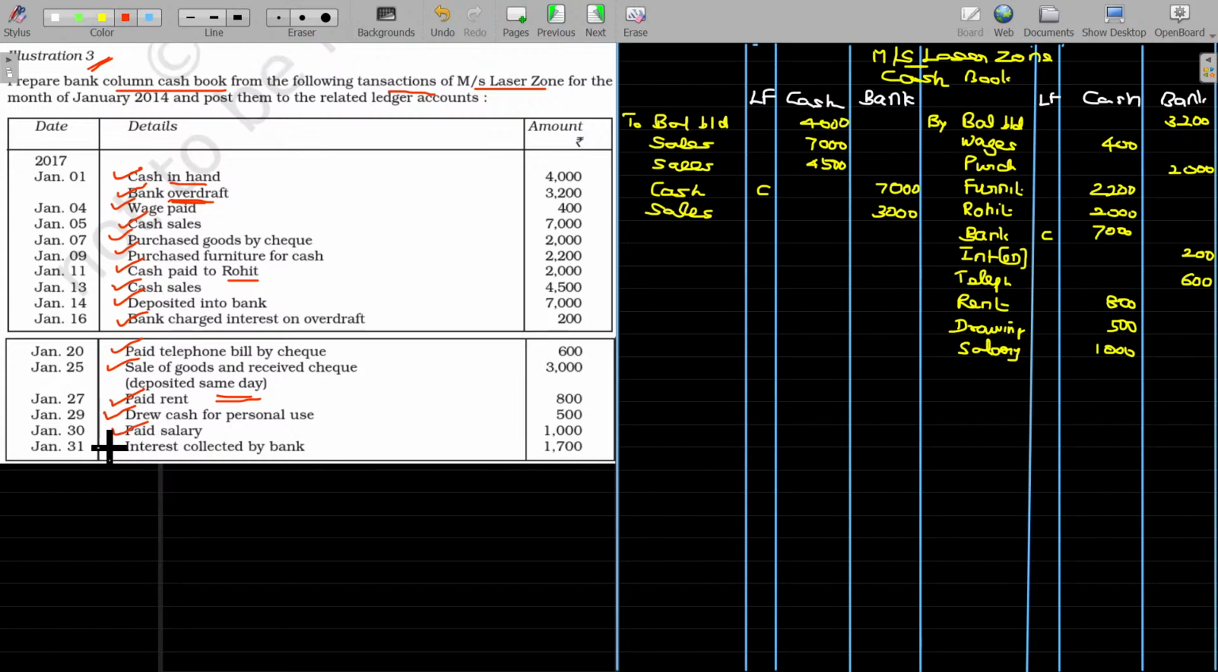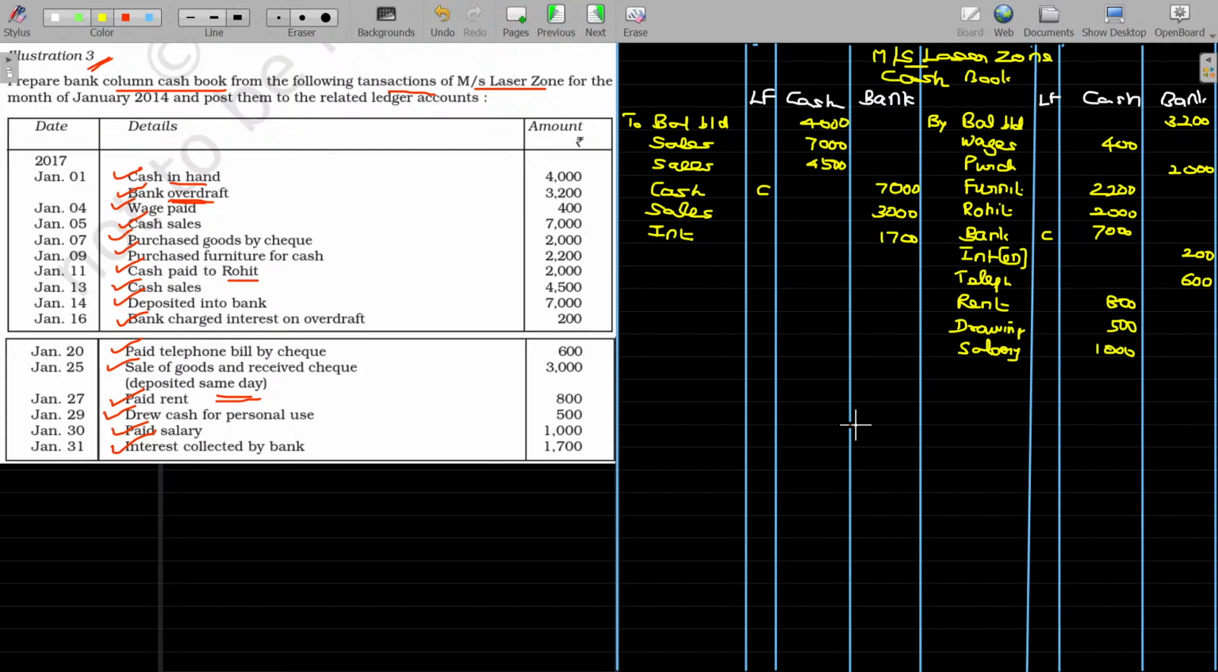And interest collected by the bank. I could have deposited somewhere, or invested in shares or bonds. From that bond, I am getting interest periodically. That interest is directly collected by the bank as per the standing instruction. So interest collected, in the bank column, 1,700. This is interest on investment. Hope you could understand.